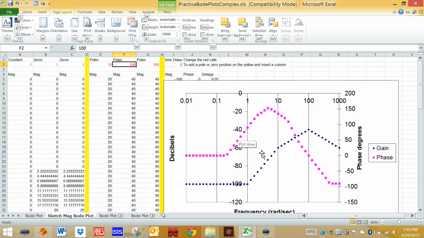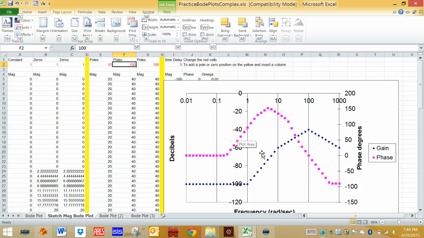Every S term is going to give you a change of slope of 20. I have a change of slope of 40. That means I must have passed 2 S terms. They're both in the numerator because each one gives me a slope of 20. So 20 and 20 is 40. So that's how I know there are 2 zeros and they're both located at 1.